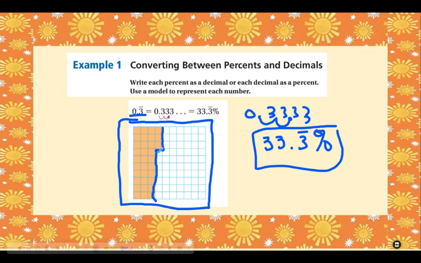So visually, looking at the model, there's 33.3 boxes. See, there's a little piece of a box right here. So 10, 20, 30, 31, 32, 33, and then a little bit of a box. That is showing you 33.3%. Okay, 0.3 repeated is also 1/3, so 33 and 1/3%.